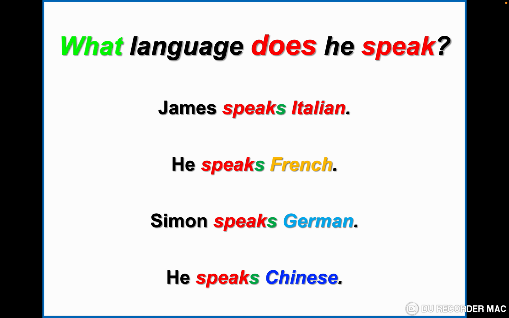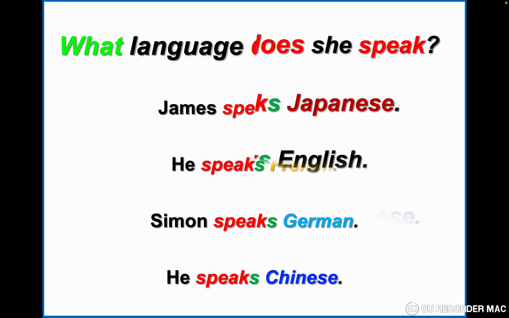We notice from these four examples that with James, the verb takes s because he. James means he. He speaks. James speaks. And we also have Simon speaks. So if you write James speak Italian, it's not correct. Remember that with a person or with the subject pronoun he, the verb must take an s. James speaks Italian. He speaks French. Simon speaks German. He speaks Chinese. Let's go to the next slide.